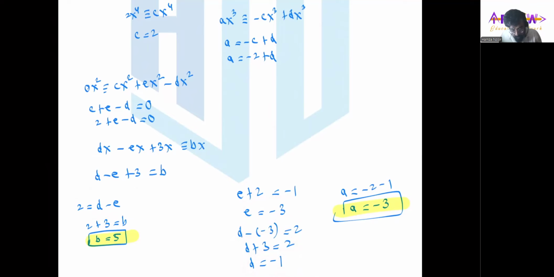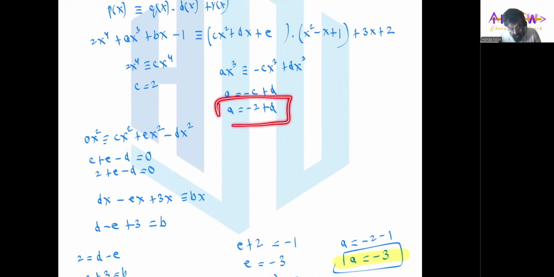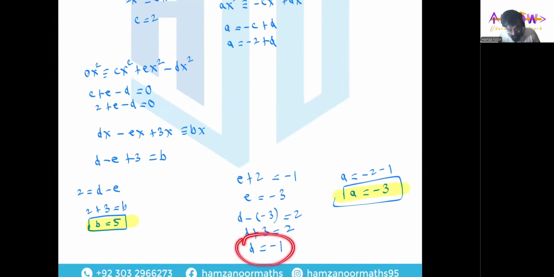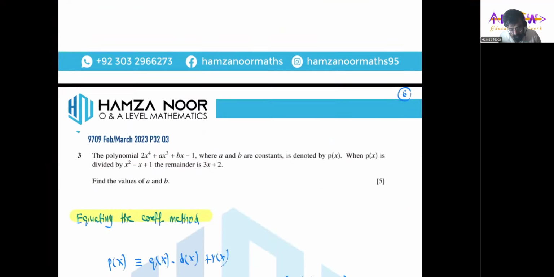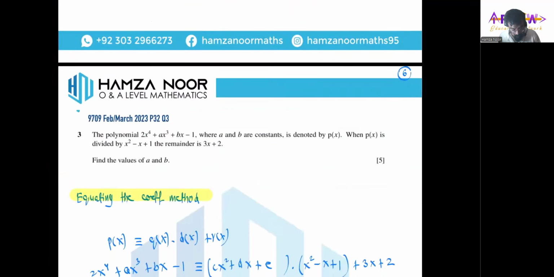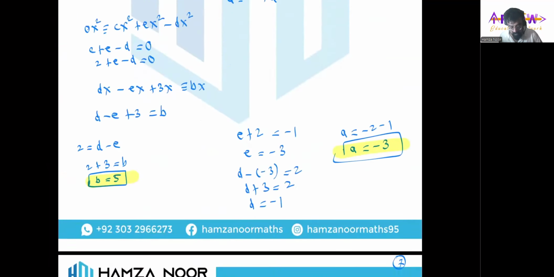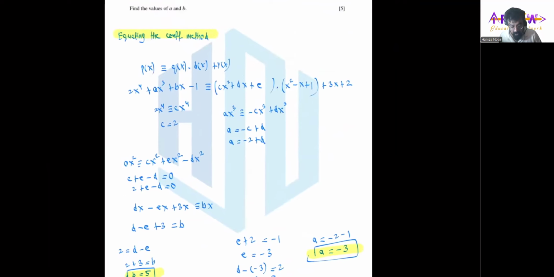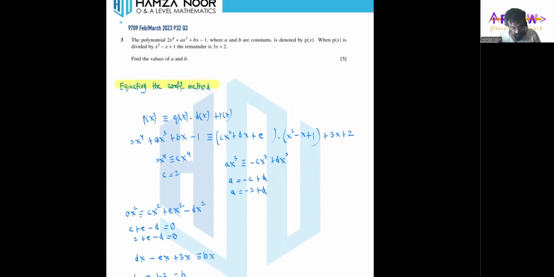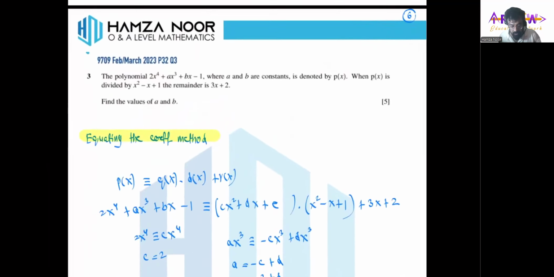And now I'm going to use the equation which is connecting a and d. Therefore, a is equal to minus 2 plus d, and d is minus 1. So a is equal to minus 2 minus 1. So a is equal to minus 3. The same answer we obtained from the earlier method as well. A is equal to minus 3 and b is equal to 5. All right, so in this way, we have discussed the equating the coefficients method for this question.